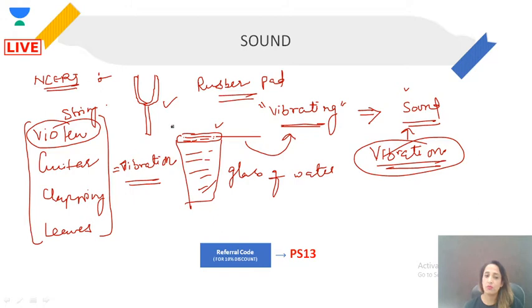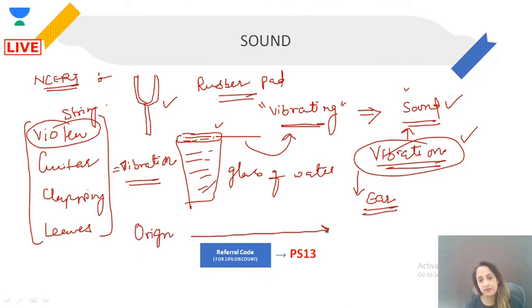So that is point number one. Point number two is, let's say the violin is playing, right? And the vibration is there and the sound is there. But how is this sound reaching our ears? That is another important question. Sound has been produced from, let's say this is the origin point and this is our ear. So how come the sound is traveling?